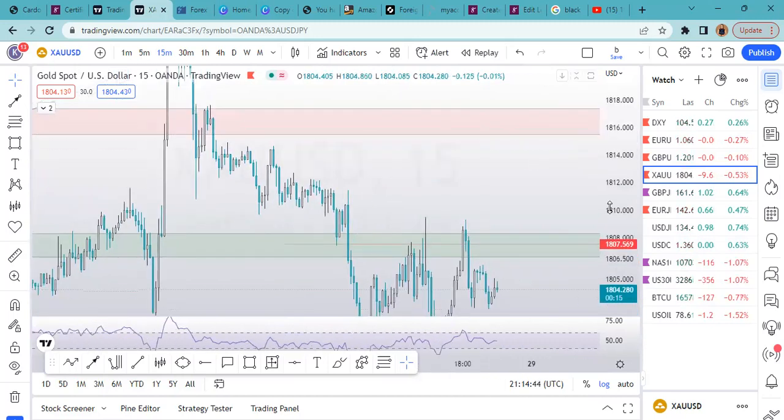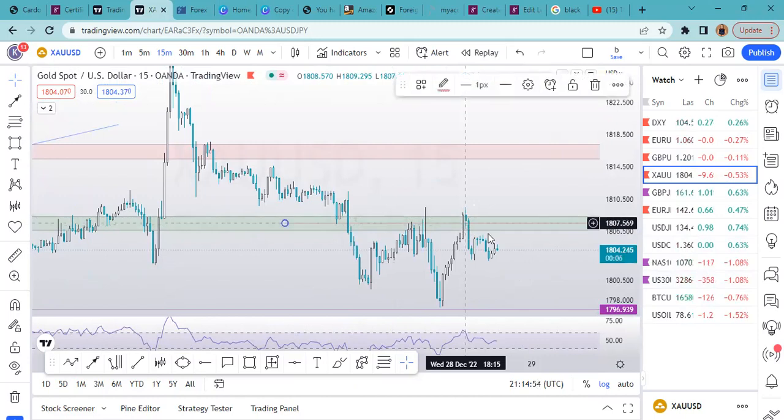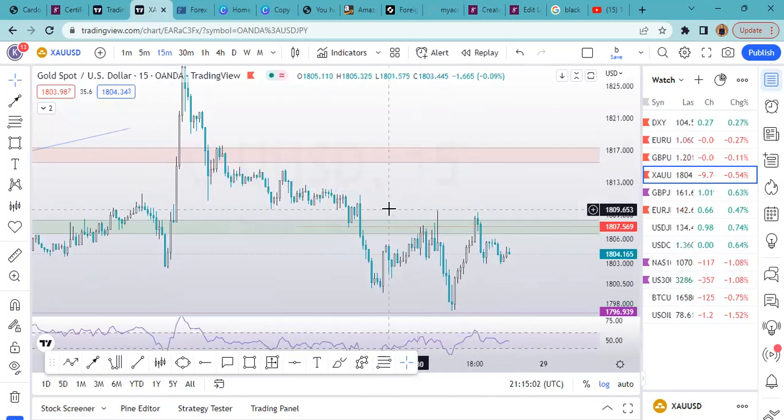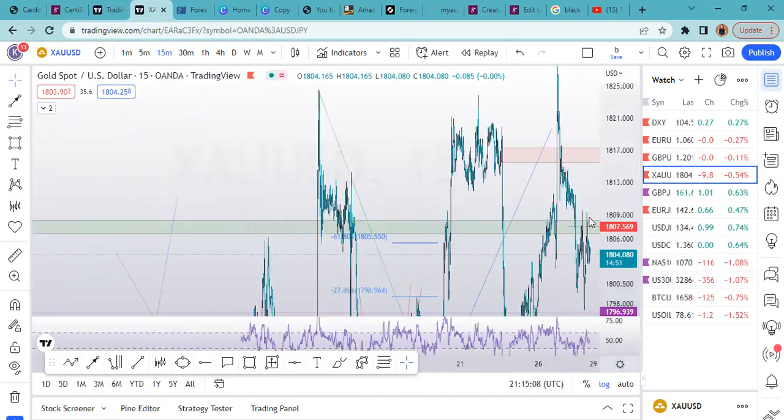Okay. So currently with gold, I'll just wait, but I'm leaning. I was actually in this sale around, that's why I have this red line, 1807. Got like 60 pips. So yeah, I'll wait.